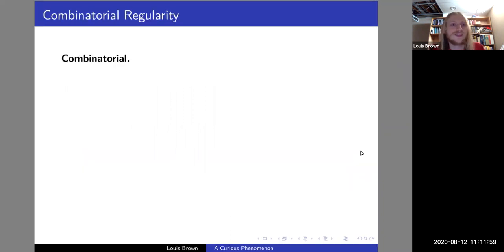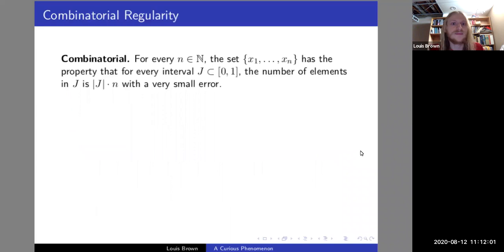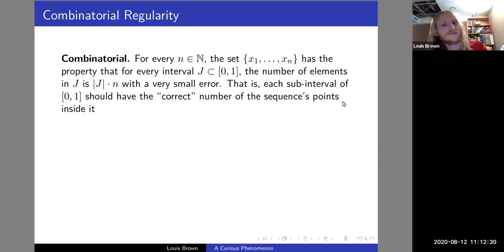Okay, so what is this combinatorial regularity? We want that for every natural number n, the set x1 through xn has the property that for every interval J in [0, 1], the number of elements in J is the length of J times n, with a very small error. So we're just saying that of the first n terms, the portion of them inside of any subinterval J should be the right amount. It should be proportional to the length of J. We want the correct number of points to be placed within each subinterval.